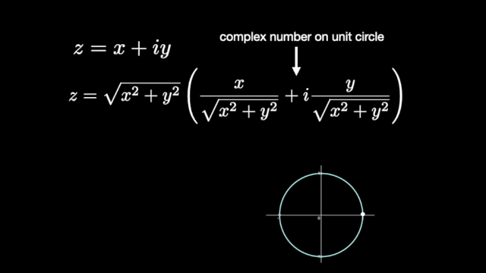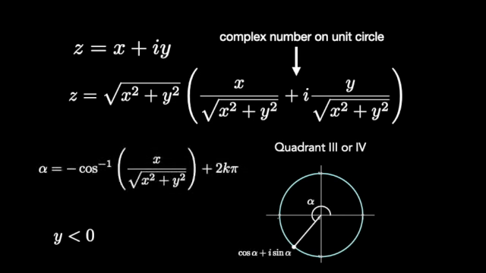Now let's say the point on the unit circle lies in the third or fourth quadrant. In this case, the y-coordinate is less than 0. The angle alpha made with the positive ray on the x-axis is equal to minus the arc-cosine of the x-coordinate. And every angle whose cosine and sine have the correct x and y coordinates differs from this angle by a multiple of 2 pi.